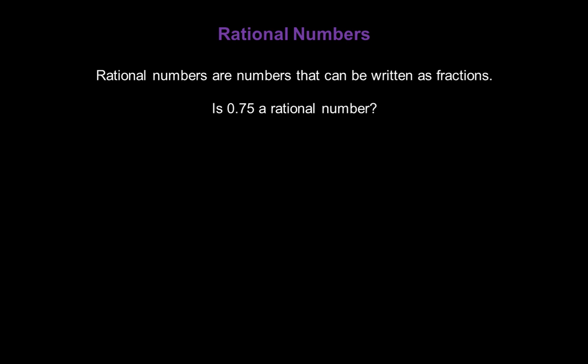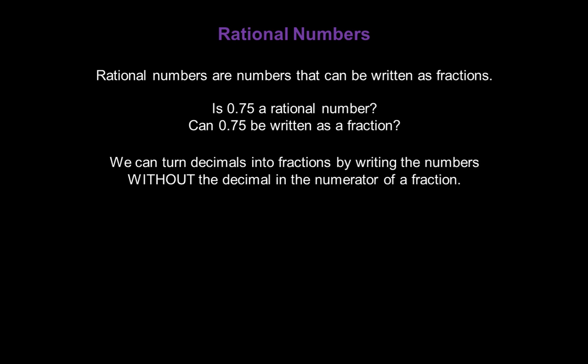Now remember, rational numbers are numbers that can be written as fractions. How about this decimal number? Is 0.75 a rational number? Well, can it be expressed as a fraction? If 0.75 can be written as a fraction, then it's a rational number, and it can be.